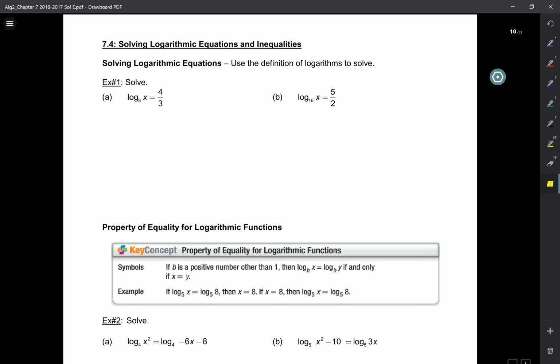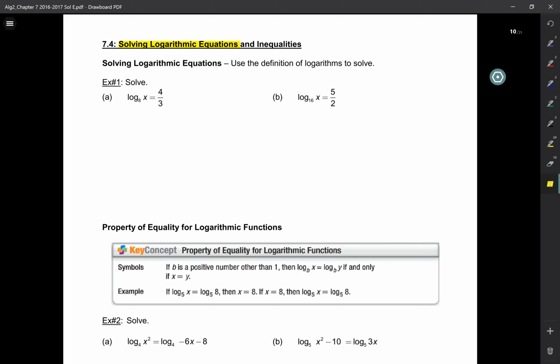We're going to be solving logarithmic equations this time. In the previous sections, we learned how to solve exponential functions, remember? And we said you have to make the bases equal to each other, like 3 to the x is equal to 3 to the x plus 1, and so on and so forth. Here, we're solving logarithmic equations. So it sort of works the same way.